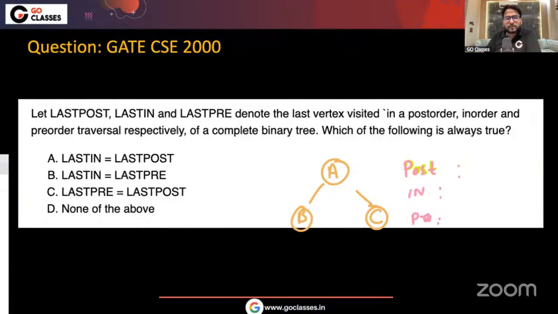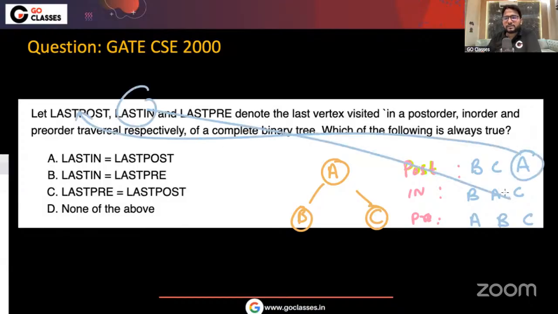So post means left, right, and root. So basically root will be at the end. So BCA. In means BAC. Pre means root, left, and right. Okay, so this is the last post value. Last post is A, last in is C, and last pre is C. Okay, last pre is also C in this case.